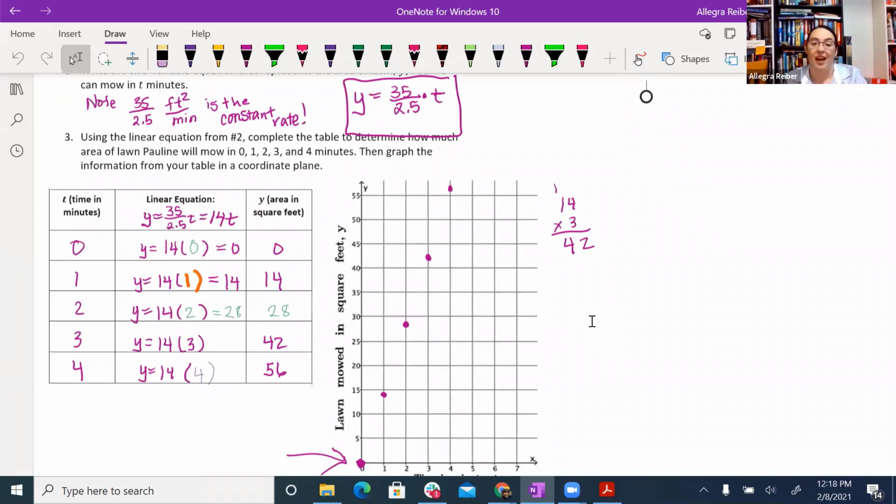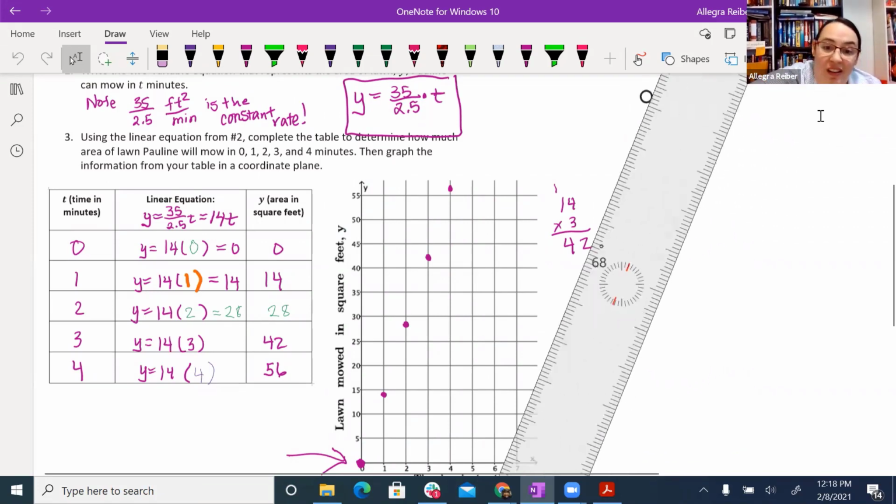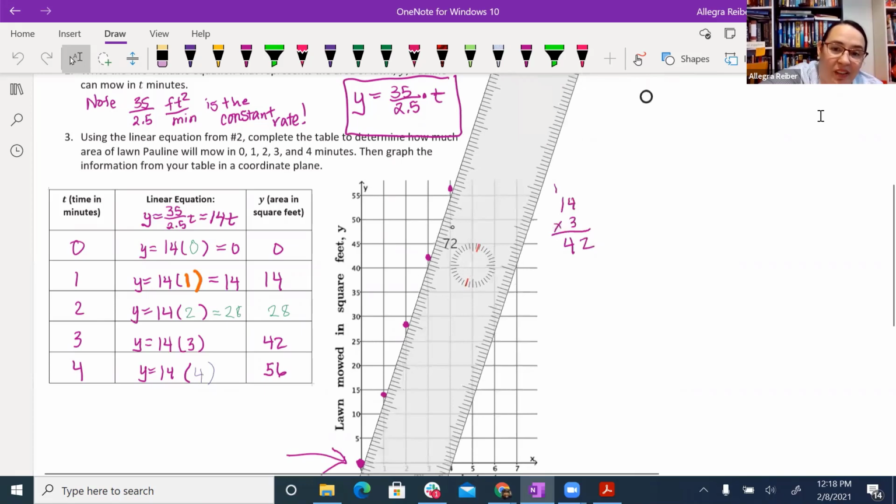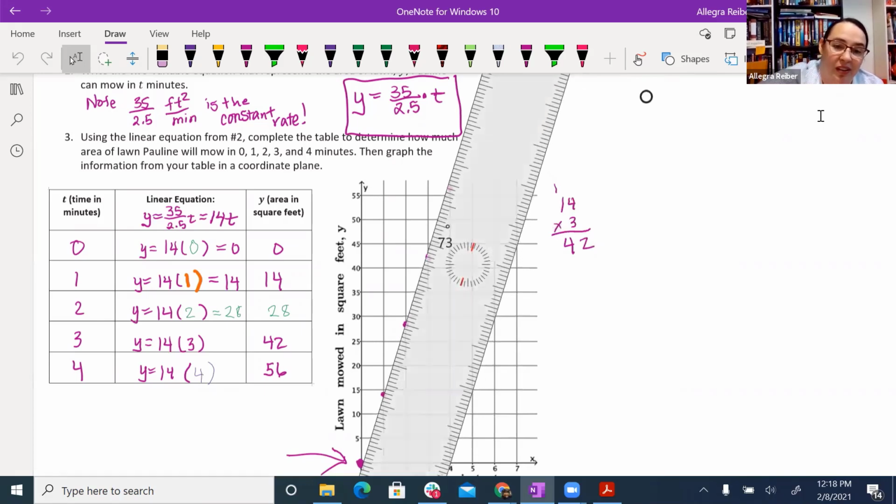Now notice something about these points. Granted, I was a little uncareful. I did it by hand. But watch what happens when I line them up with a ruler. Do you see that they all land along the same line? We have the same amount of increase as we move to the right 1 unit. That increase is always 14 units. That's where we see the constant rate showing up on the graph.